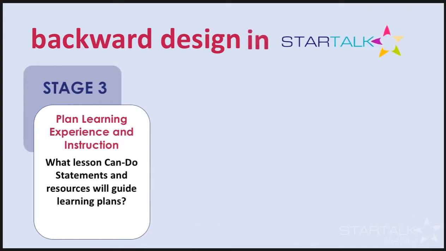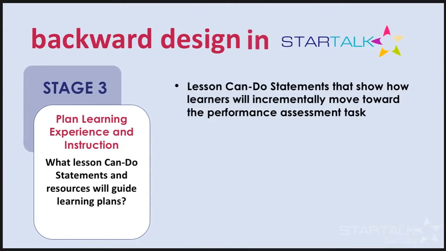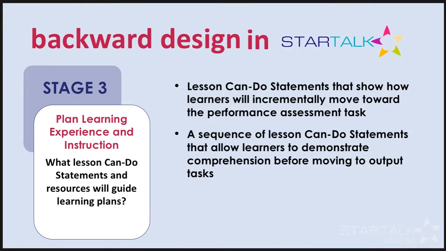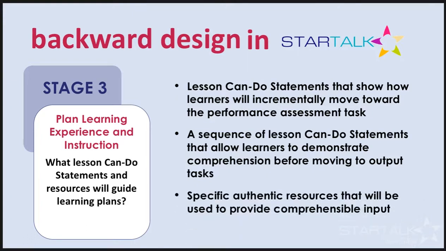Stage 3 has 3 key components: identification of lesson can-do statements that show how learners will incrementally move toward the performance assessment task, creation of a sequence of lesson can-do statements that allow learners to demonstrate comprehension before moving to output tasks, and finally, selection of authentic resources that will be used to provide comprehensible input.